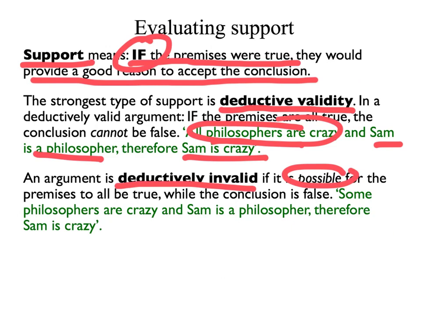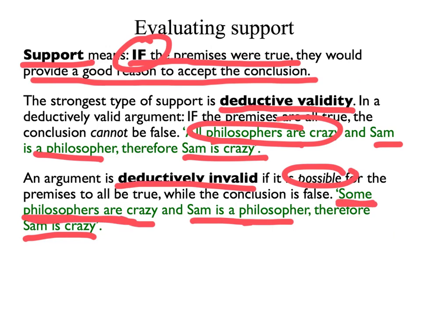For example, a very similar argument, I've just changed the first premise to: some philosophers are crazy. Second premise, Sam is a philosopher, therefore Sam is crazy. Now this is invalid because even if both the premises were true, maybe Sam is one of the philosophers who isn't crazy.